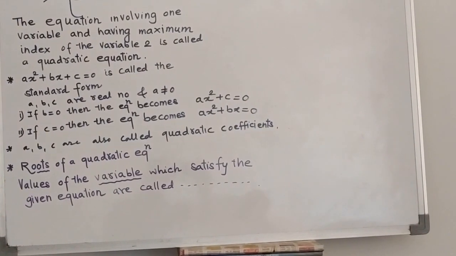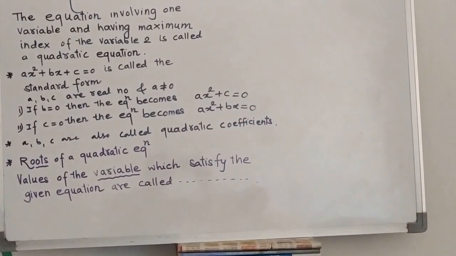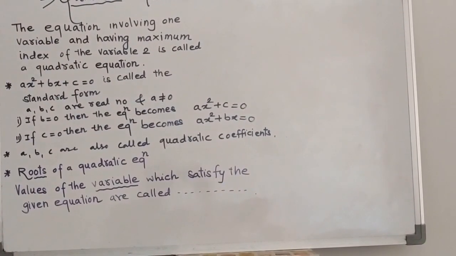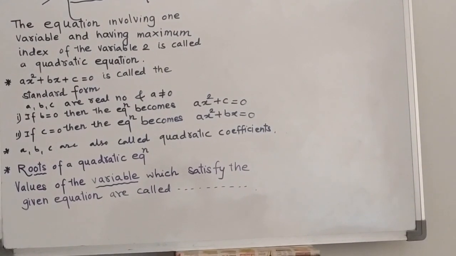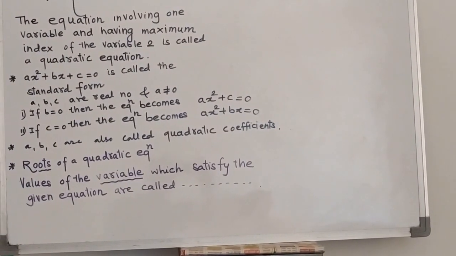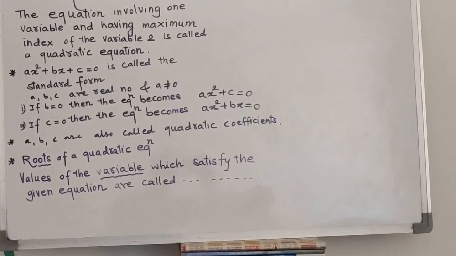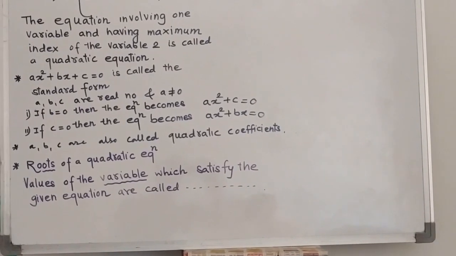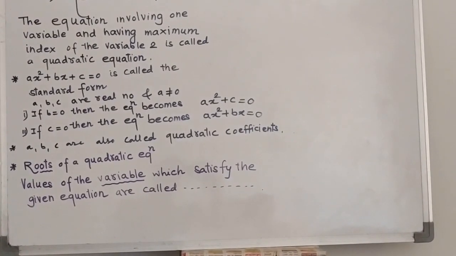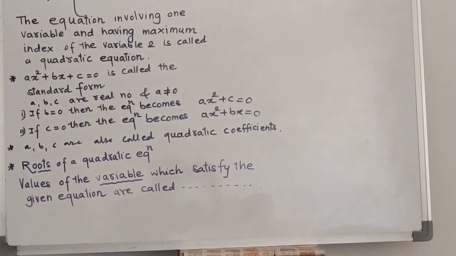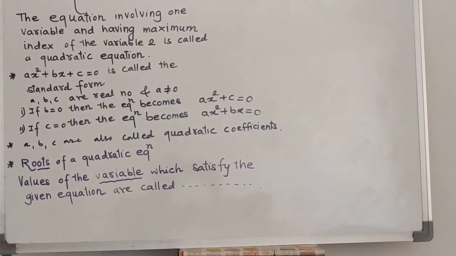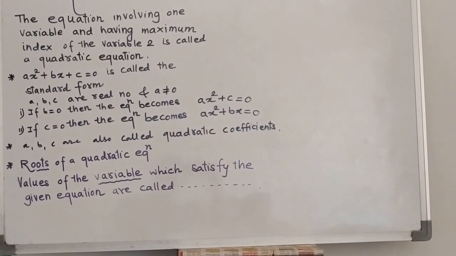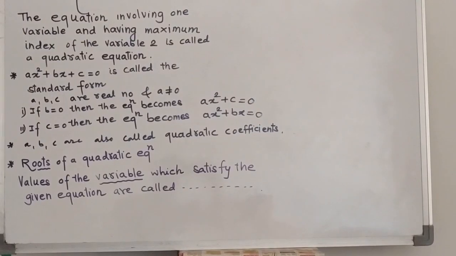Standard form of the quadratic equation is ax square plus bx plus c is equal to 0, where a, b and c are real numbers and a should not be equal to 0. But if b is equal to 0, then the equation becomes ax square plus c is equal to 0. And if c is equal to 0, then the equation becomes ax square plus bx is equal to 0, where a, b and c are also called as quadratic coefficients.